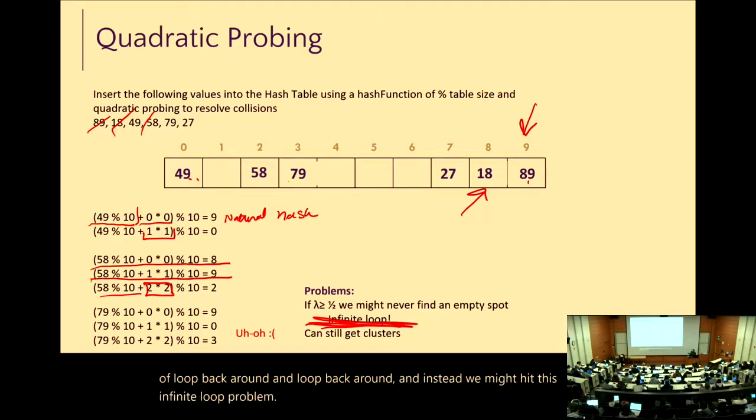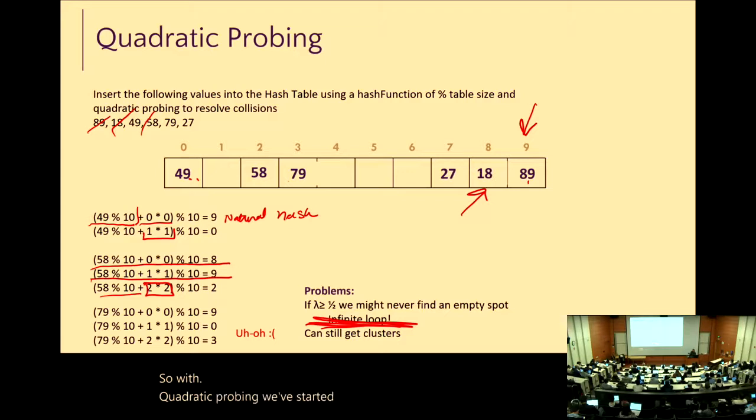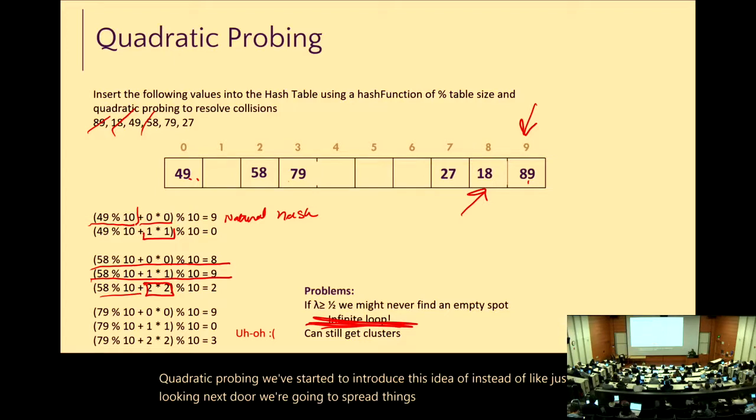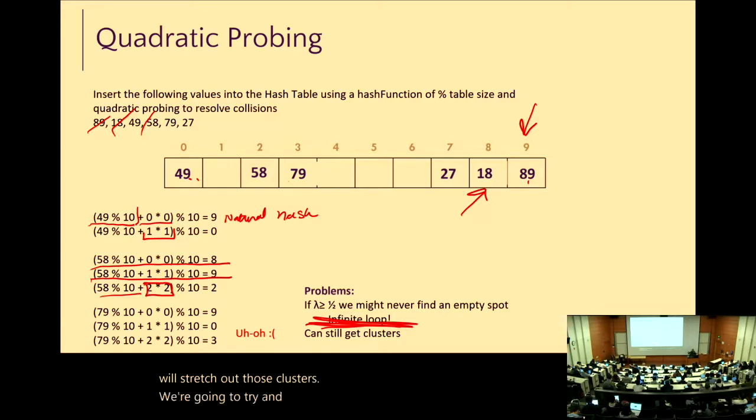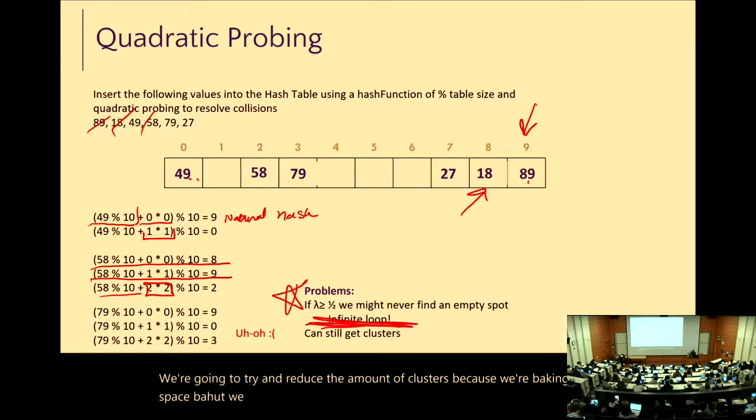So with quadratic probing, we've started to introduce this idea of, instead of just looking next door, we're going to spread things out a little bit, which hopefully will stretch out those clusters. We're going to try and reduce the amount of clusters because we're baking in space. But we could hit this problem where we don't find an empty slot.